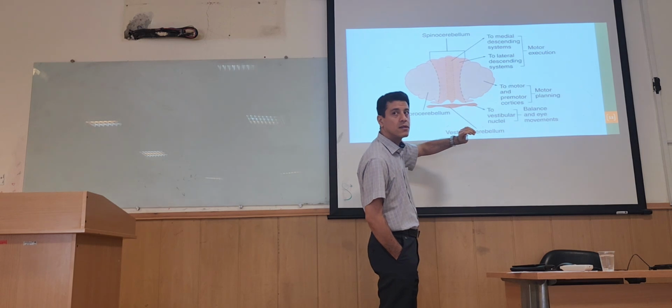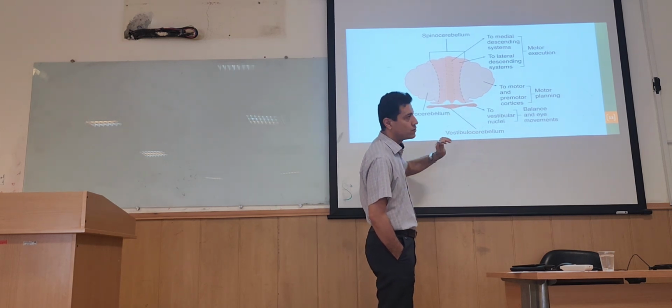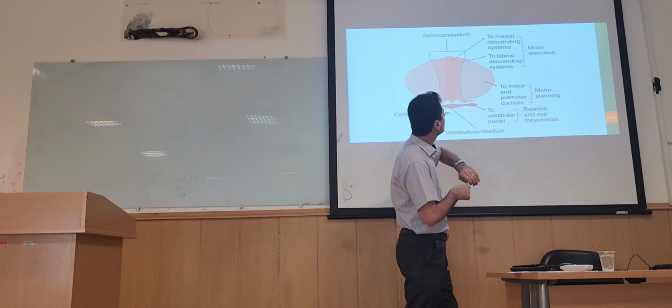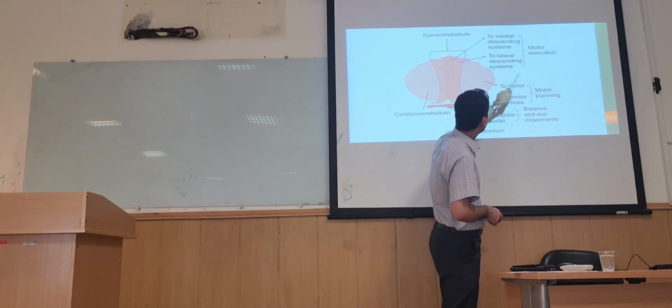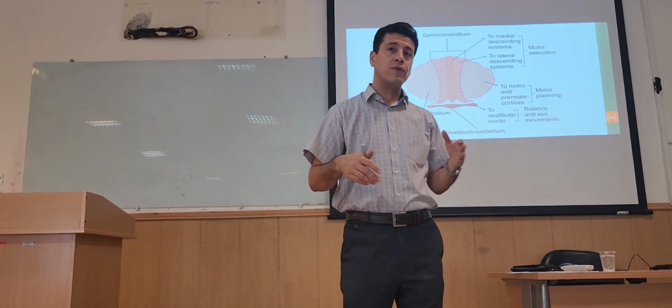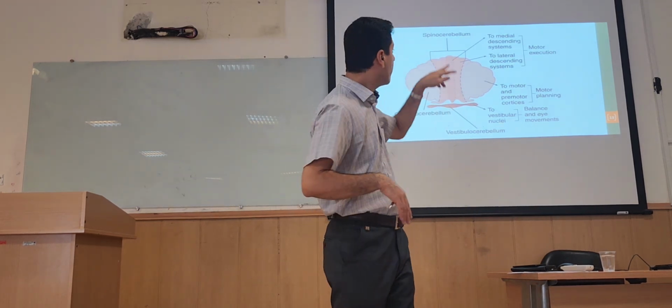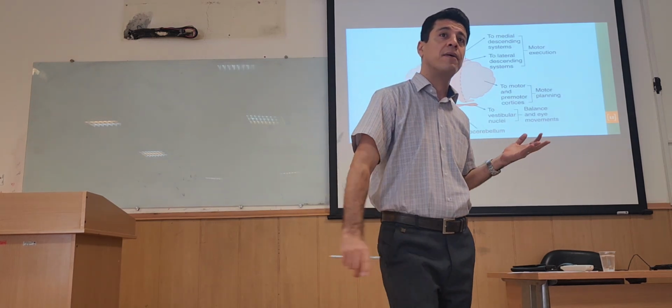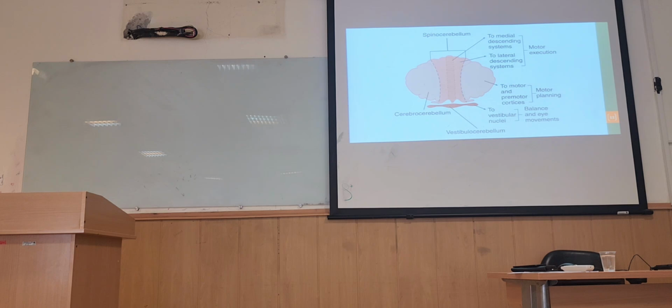From vermis and from intermediate zone, spinocerebellum, information goes to medial and lateral descending systems. And they are involved in motor performance, motor execution. What are these systems? Medial descending and lateral descending system. Can you name the tracts? Rubrospinal is lateral or medial? Rubrospinal is lateral. What else?